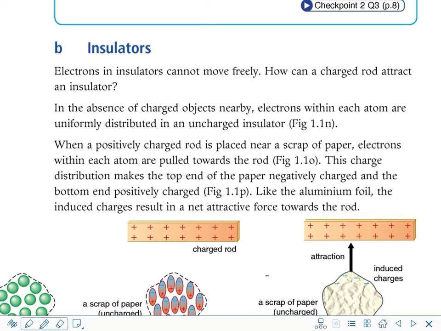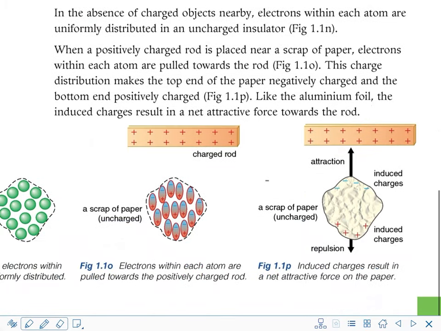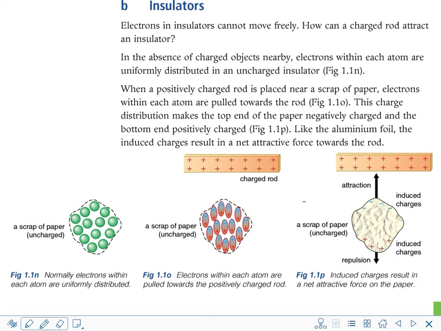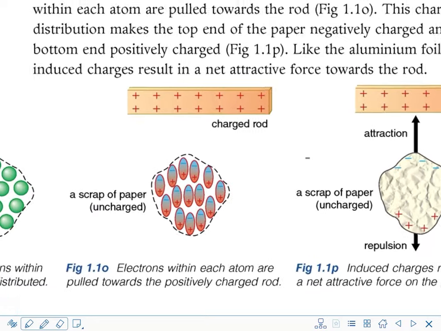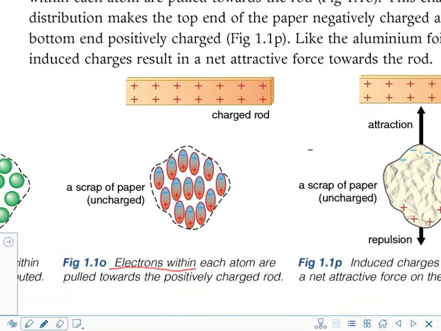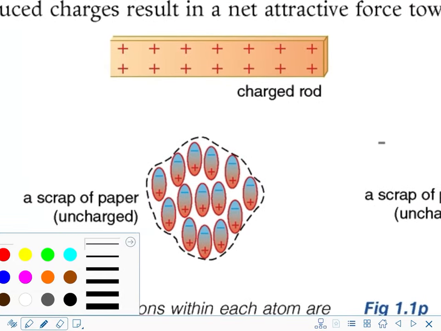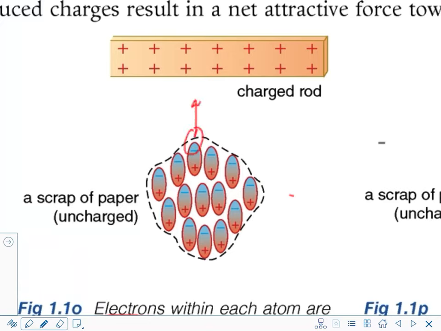How about a charged object? Can it attract a neutral insulator? That means few free electrons here. You can see the picture; maybe we think about paper. Paper is an insulator, that means few free electrons. The answer is yes, because electrons within each atom can be pulled towards the positively charged rod. Even though an electron within an atom cannot move away from that atom, it can move towards one end. Here you see the atom, the electron inside an atom, attracted towards the charged rod.